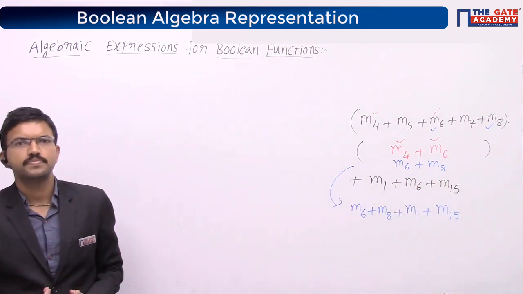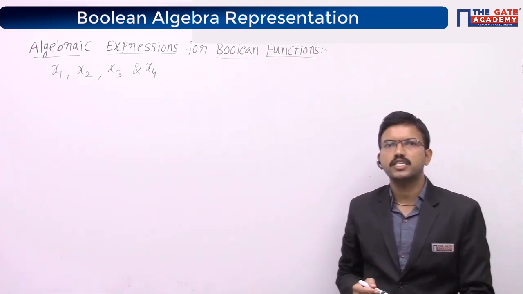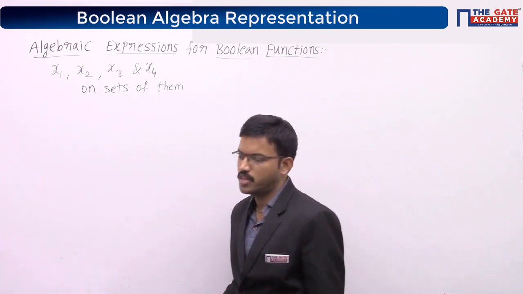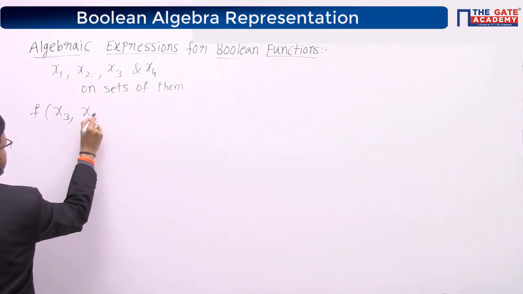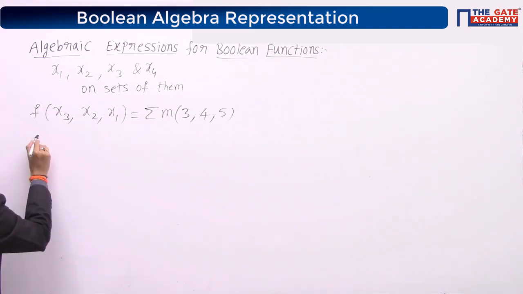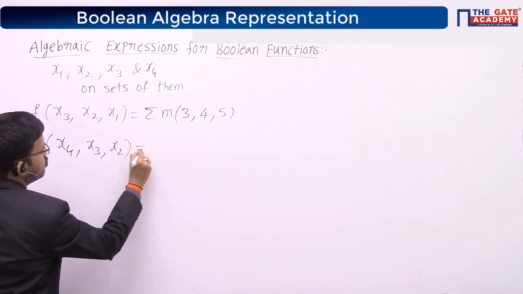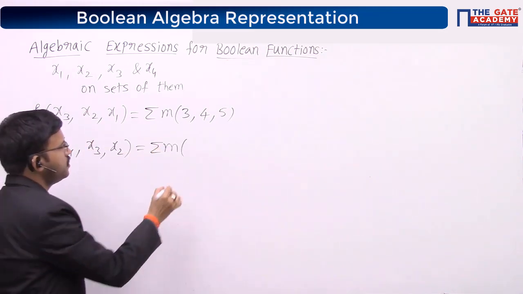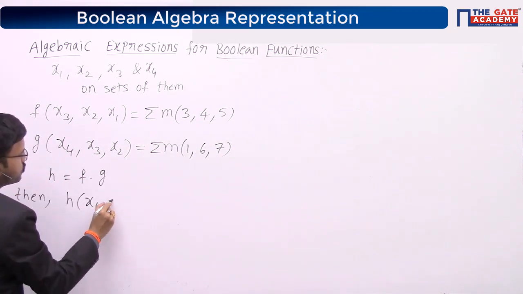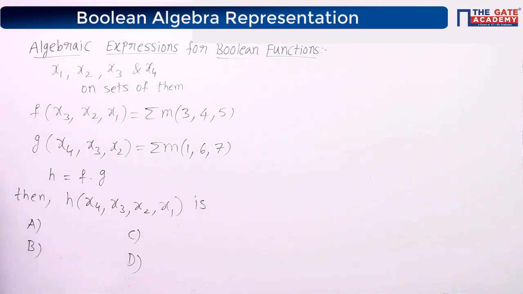Okay, next question. There are 4 Boolean variables x1, x2, x3 and x4. The following functions are defined on sets of them. F of x3, x2, x1 equals sigma m 3, 4, 5. G is a function of x4, x3, x2 equals sigma m 1, 6, 7. H equals F and G. Then H of x4, x3, x2, x1 is... He has given the 4 choices like this.